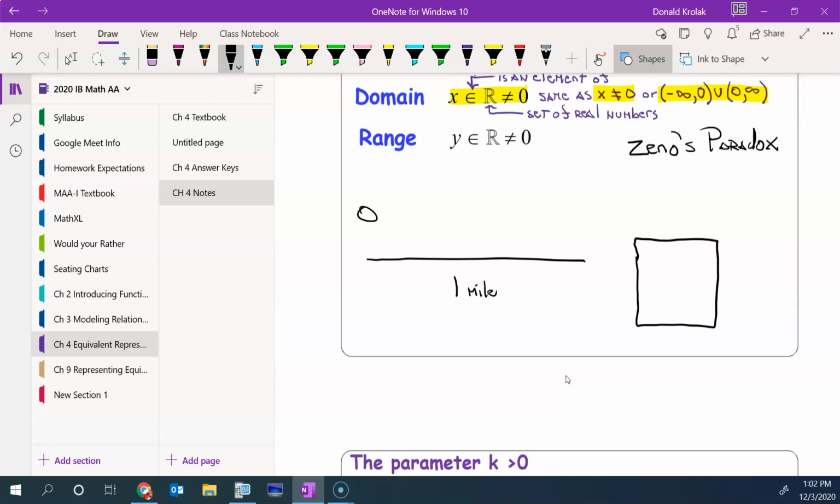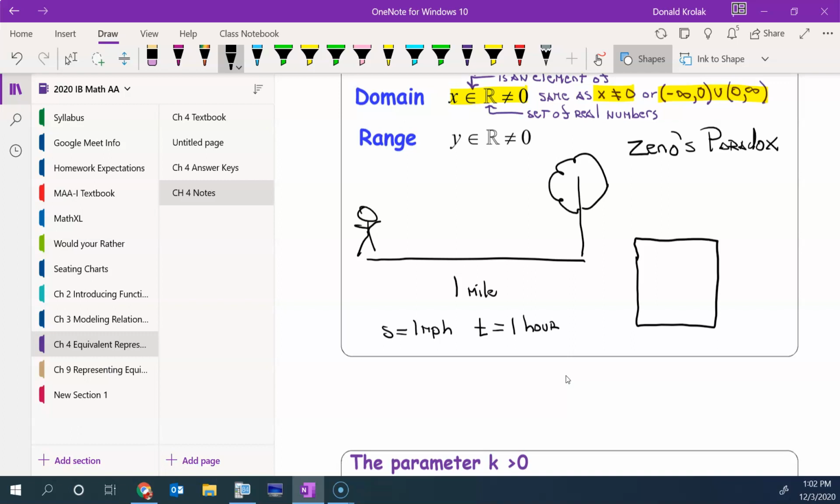And here's Zeno. Zeno is walking at a speed of 1 mile per hour. And here's the park. How long is it going to take him to get to the park? It should take him 1 hour.